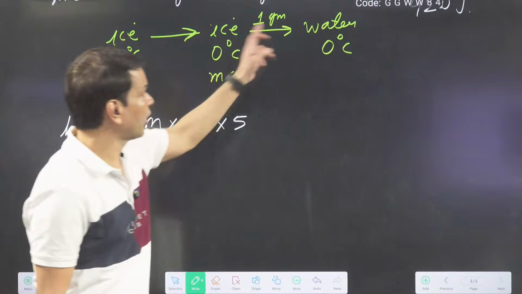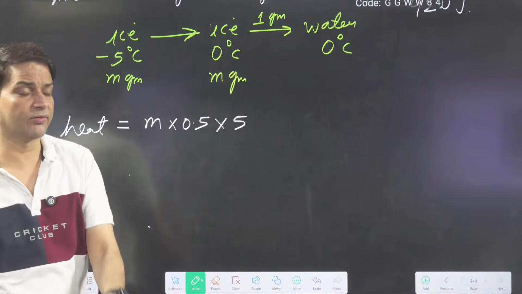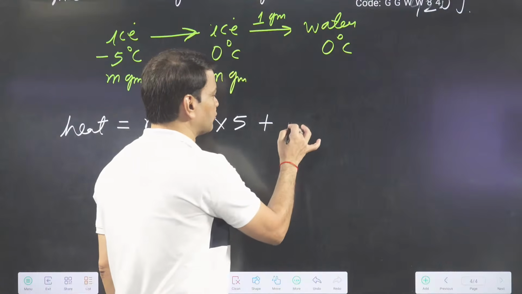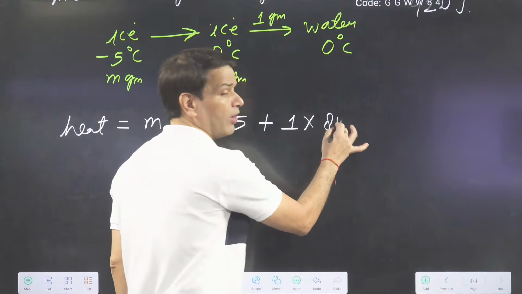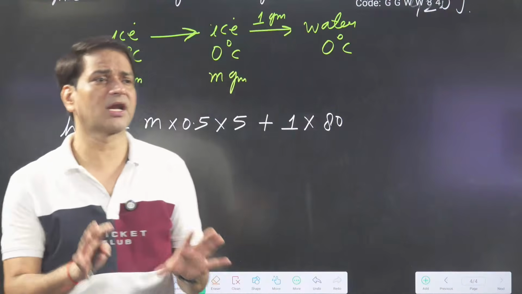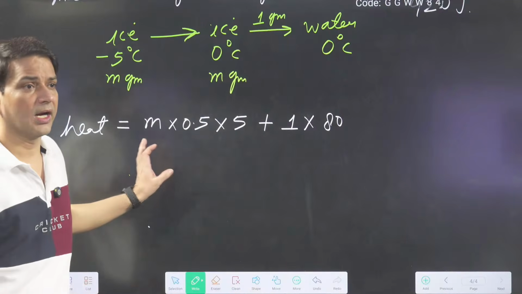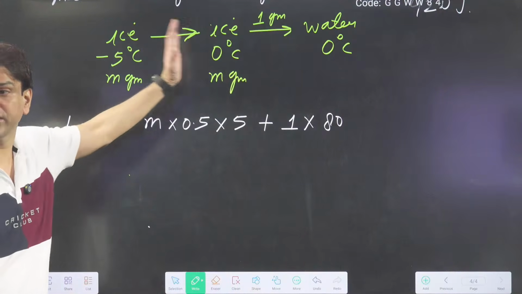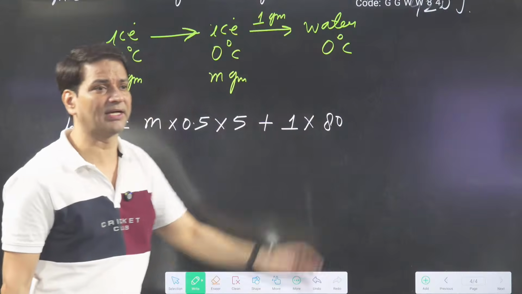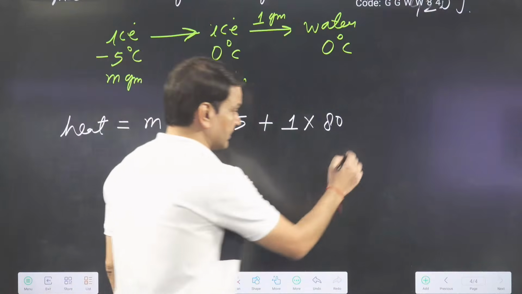Now from here to here only 1 gram ice is melted. 1 gram ice melted, then mL. mL means 1 gram into L is what? 80. Why? I am using the calorie per gram unit. Okay, this everybody got. So here to here I got, then here to here melting is what? mL. This is equal to what?